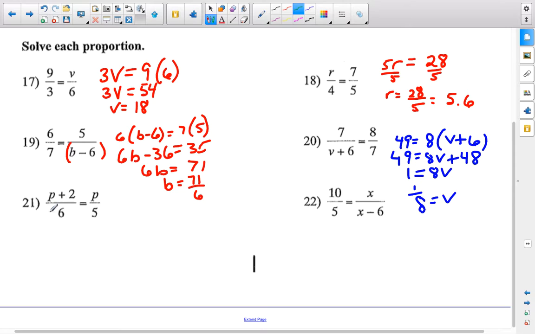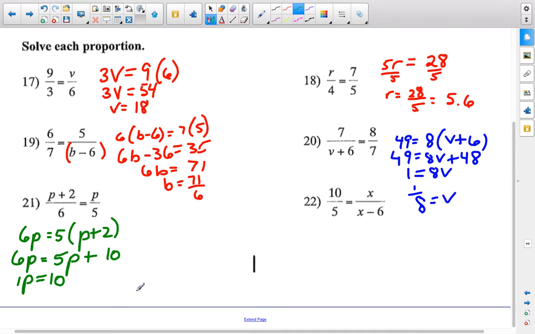Okay, let's do our cross multiplying. 6 times p equals 5 times the quantity of p plus 2. So we have 6p equals 5p plus 10. Let's subtract 5p from both sides, and we'll get 1p equals 10. So p equals 10.